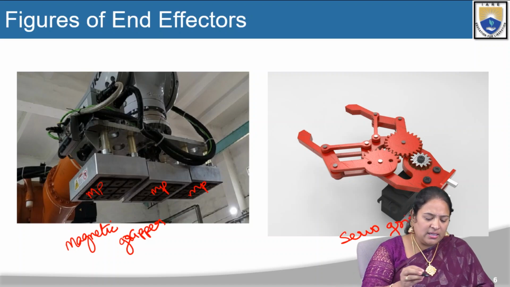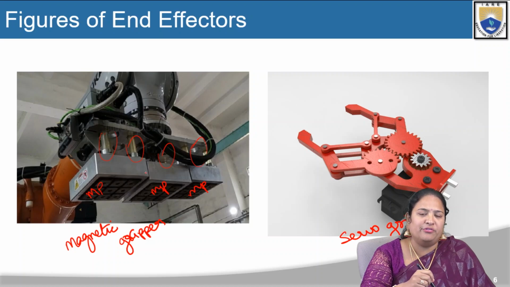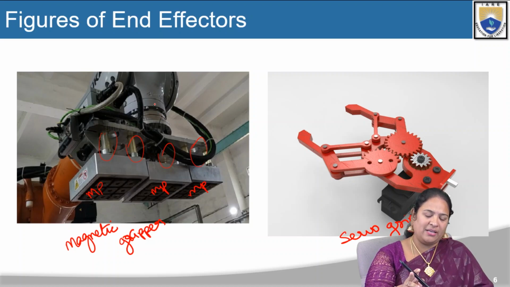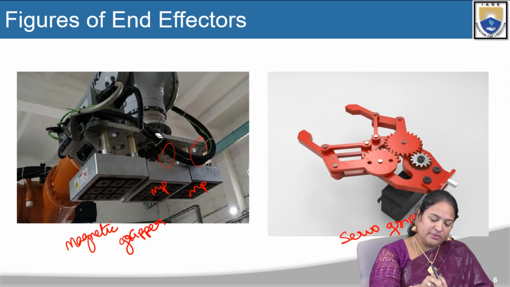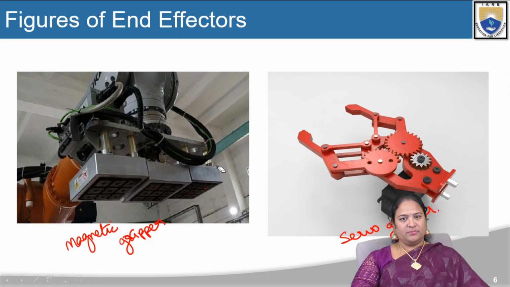Here again, these magnetic panels, as we can see, are attached to the manipulator of the robot, and with the help of the hydraulic system, the pneumatic system, or the servo system, the manipulator works, and accordingly it holds the object and places it wherever required. Right? So this is about the magnetic gripper.